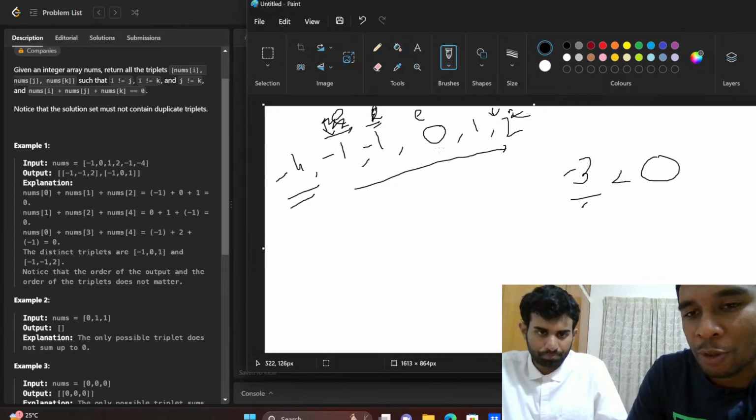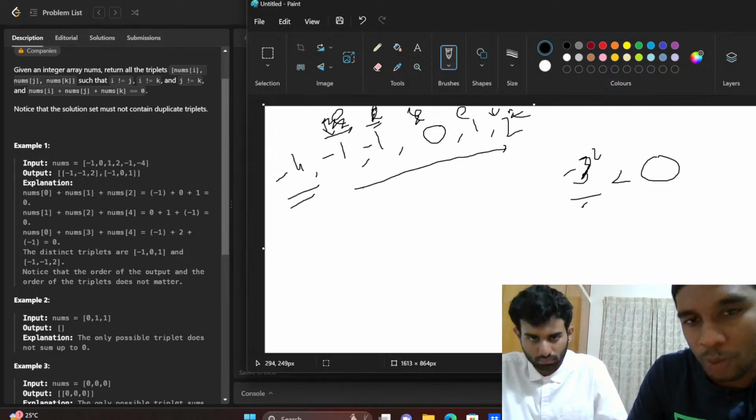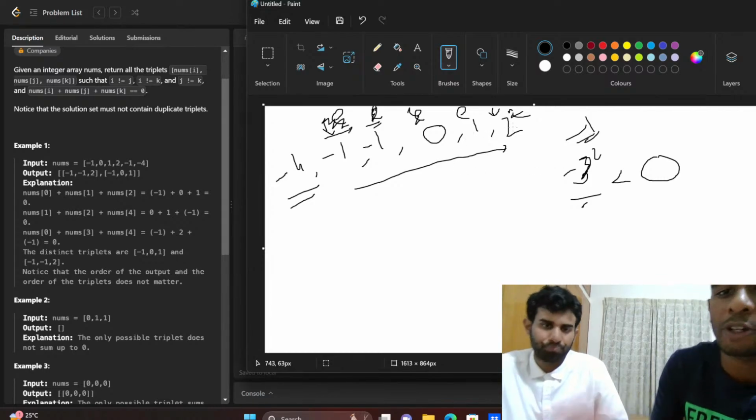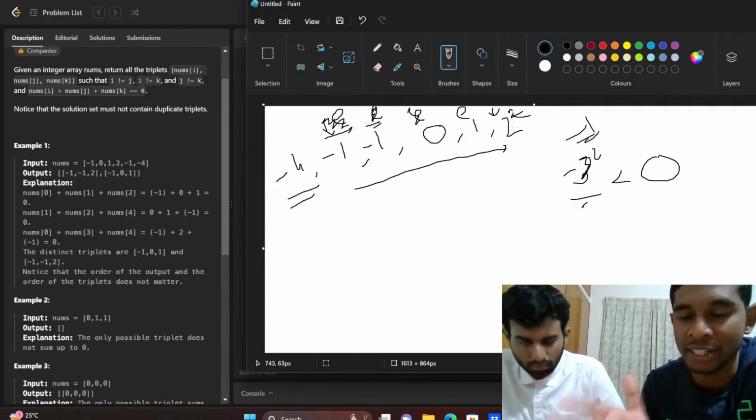Again, is the sum equal to 0? We have minus 4, 0, and 2, I mean minus 2, which is again not what we want. Then again we increment the left pointer. Minus 4, 1, and 2, right? So this results in minus 1. And now I can't increment my left pointer further because I have to find three distinct indices, right?